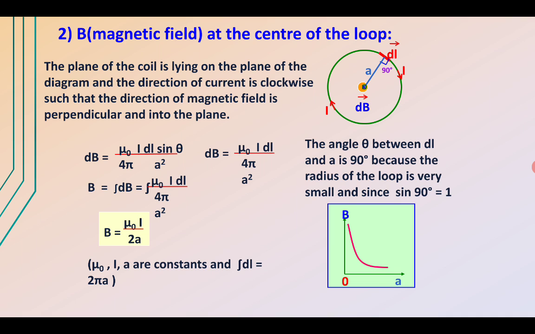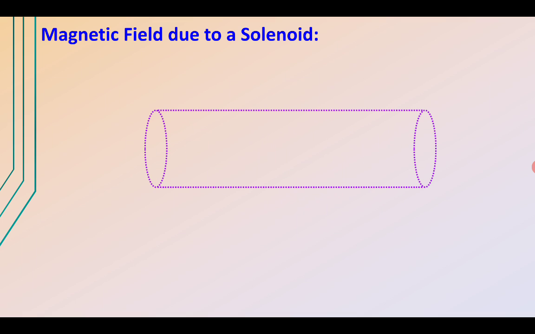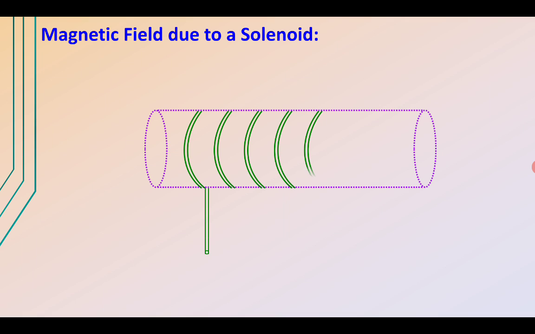Now after discussing this current carrying loop, let us discuss the solenoid case. What is a solenoid? You are all aware that a solenoid is something in which we are considering n number of concentric circles or loops over a soft iron core. So a solenoid means an insulated copper wire wound closely in the form of a helix. So we are having a cylindrical core and we are winding it with these wires. The soft core is being wound by the wire in this manner.